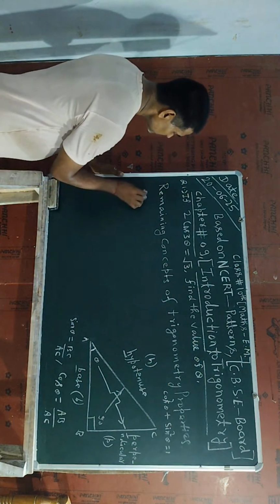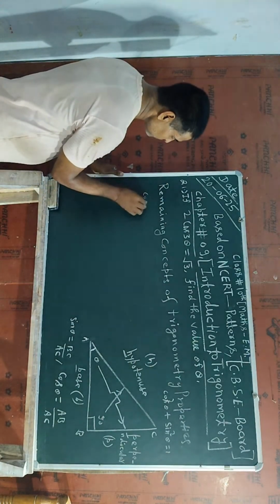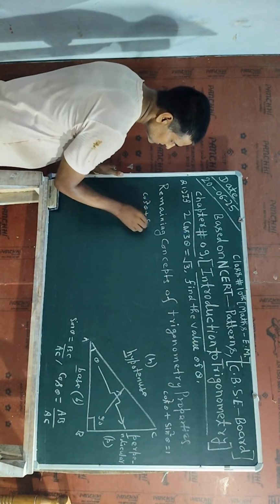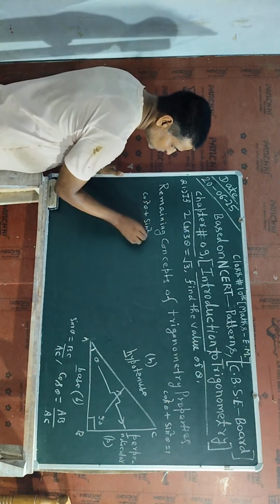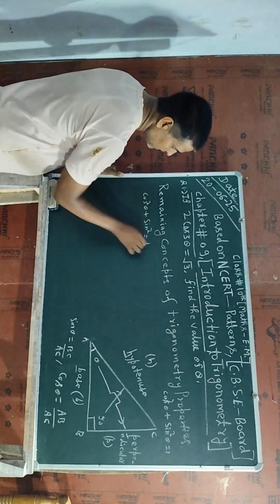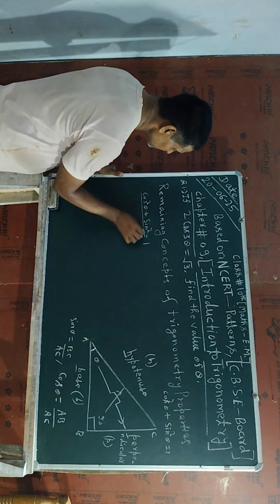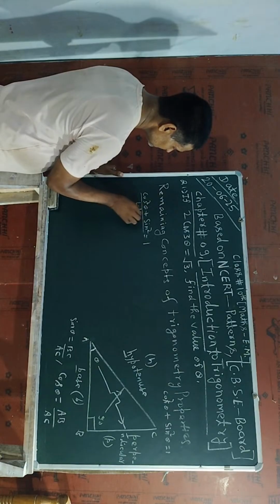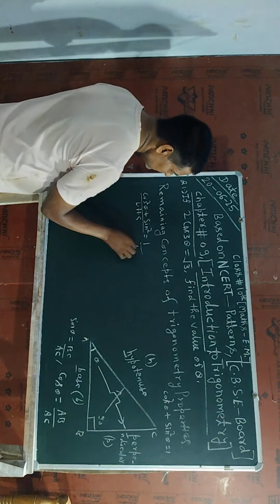Okay, so here information is given: cos square theta plus sin square theta, which is equal to 1. Now this is the left hand side data, and this is the right hand side data.